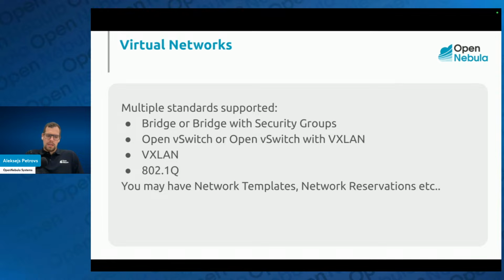Now, it's a good functionality, but you need to know that if you are planning to use security groups, then you will need to go with bridge with security groups, VXLAN, or .1Q, right? So if you are planning to use OpenNebula's functionality of the host level firewall, then you are limited to these three types of networking. Aside from that, we do support OpenVSwitch, either OpenVSwitch or with the VXLAN. We do support VXLAN itself, and we also support the VLANs or .1Q implementation, right?